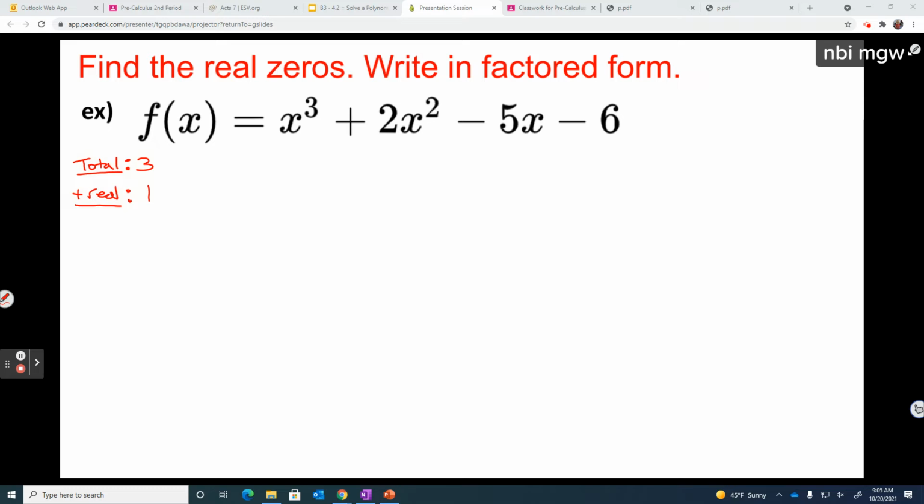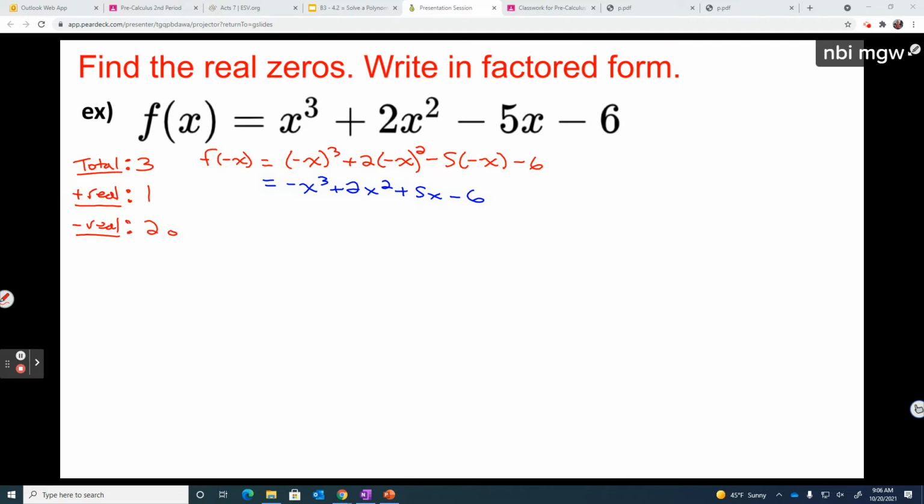All right, now negative real. Remember, you have to do f of negative x. Maybe you can do that in your head, maybe not. I'm going to write it out, but if you can figure that out in your head, that's fine. If it's an odd number of negatives, it'll be negative. So this is 3, so it'll be negative x to the third. An even amount will make it positive. So this is 2, so plus 2x squared. Here's an even amount, 2 negatives make it positive, and then minus 6. So how many sign changes? 1, 2. All right, so negative real is going to be 2, or it could be 0.